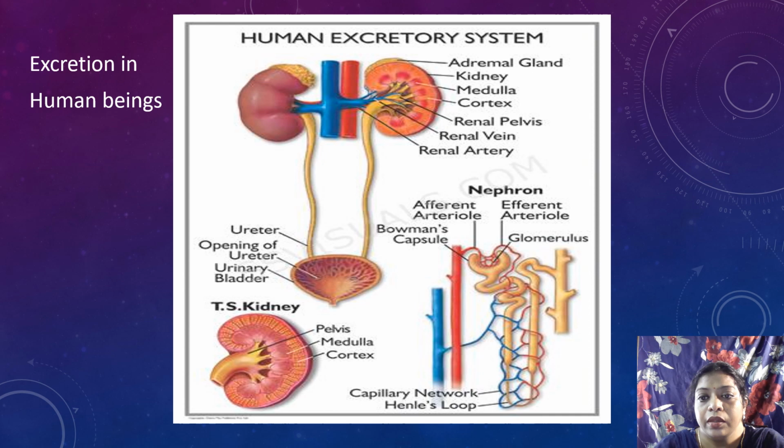So the next one will be the glomerulus. When you talk about the glomerulus, it filters the blood. The next part will be the proximal convoluted tubules. What are these proximal convoluted tubules? Now they reabsorb the water, the micronutrients, etc.